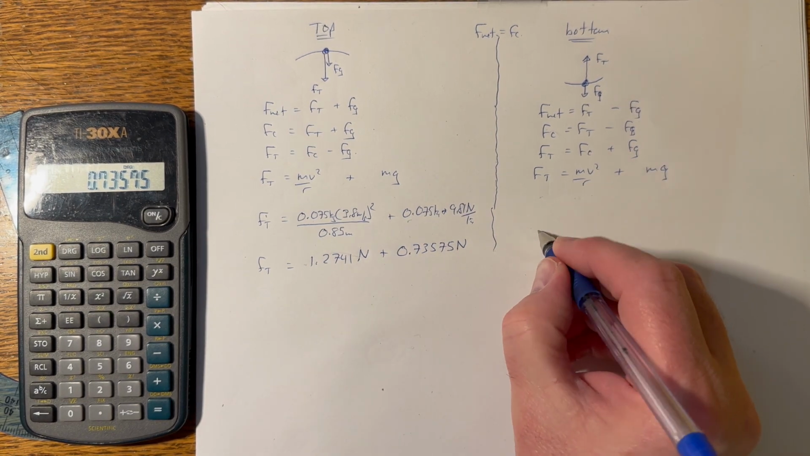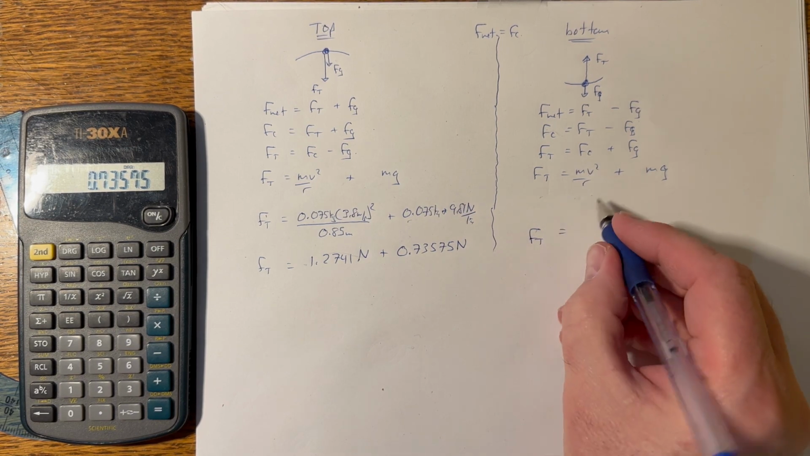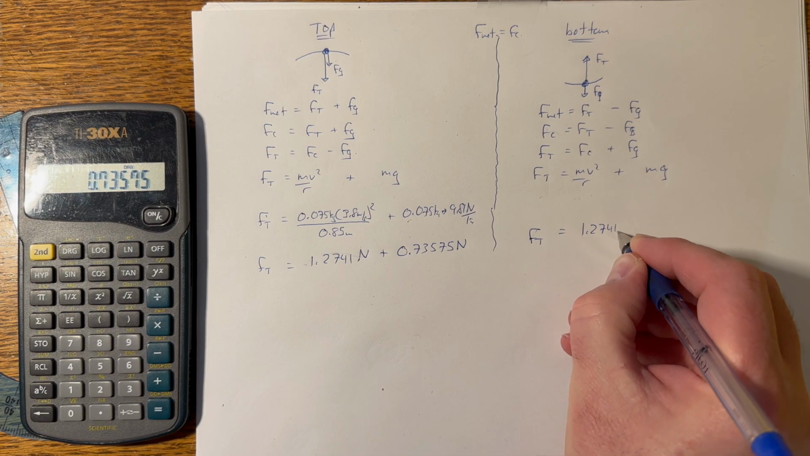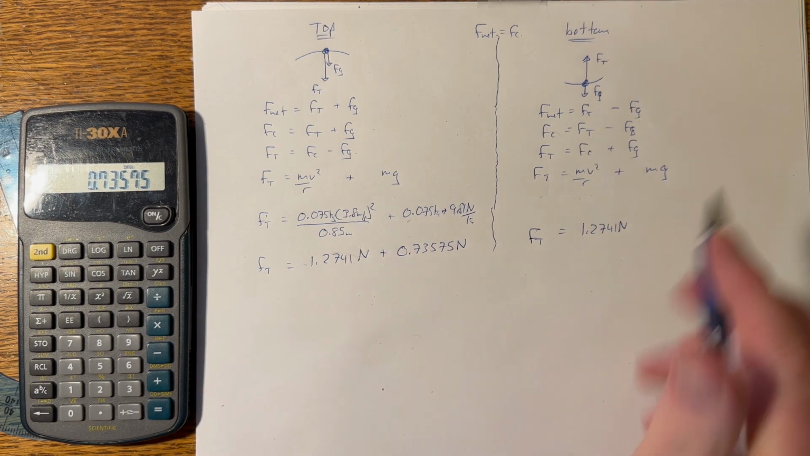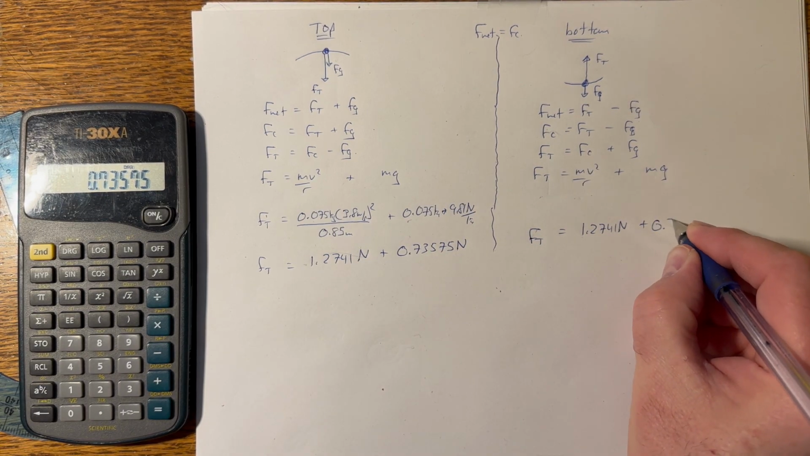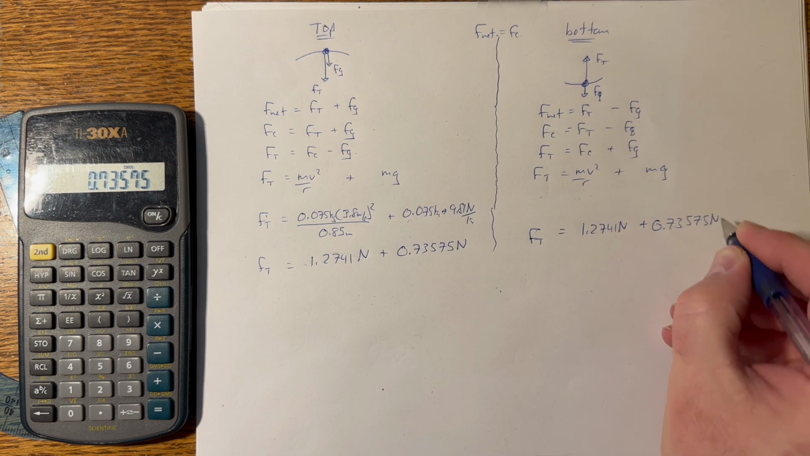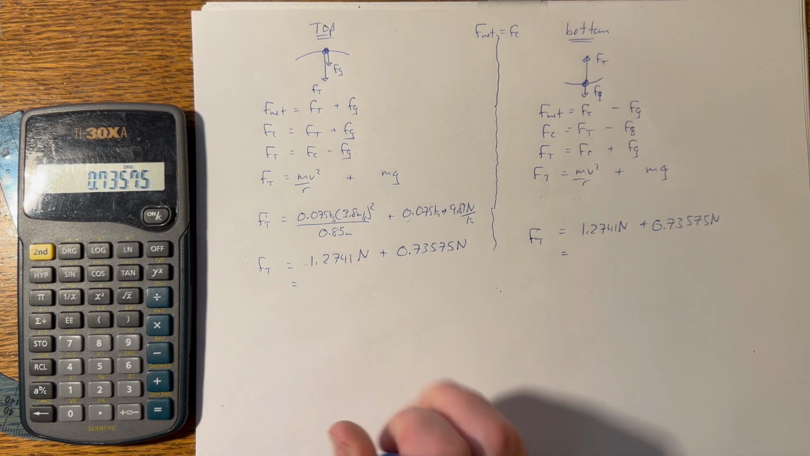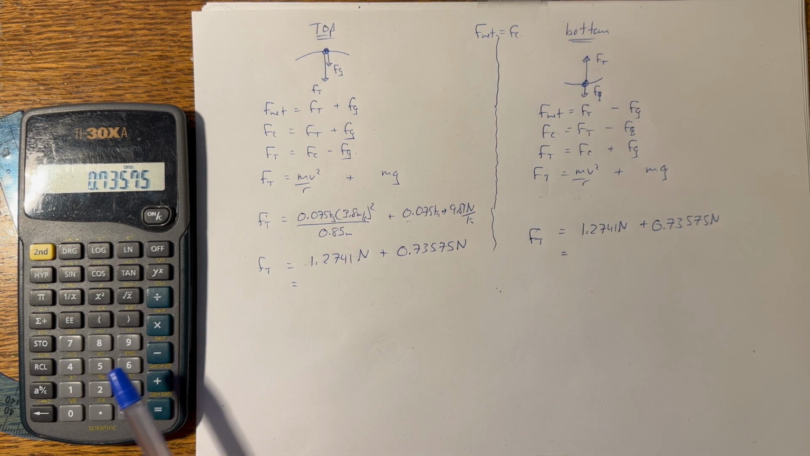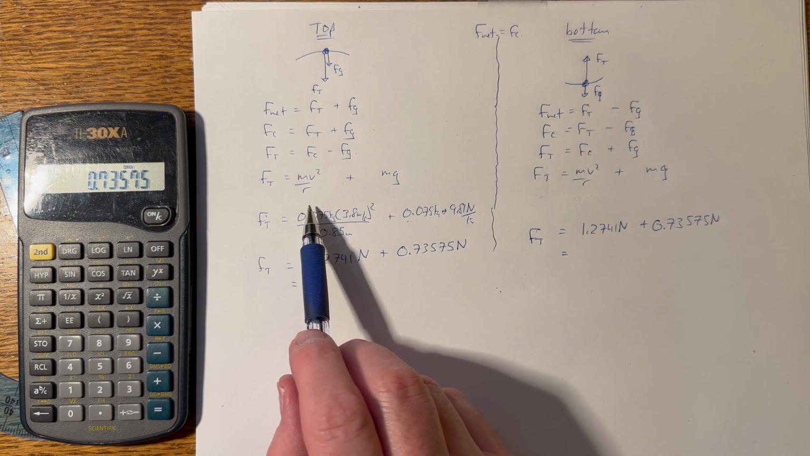Over here, those numbers haven't changed. mv squared over r, the force centripetal, is again going to be 1.2741 newtons. I don't have to run that through my calculator again. But this time we add 0.73575 newtons for the force due to gravity. So let's take a look at those and see what we have going on here.